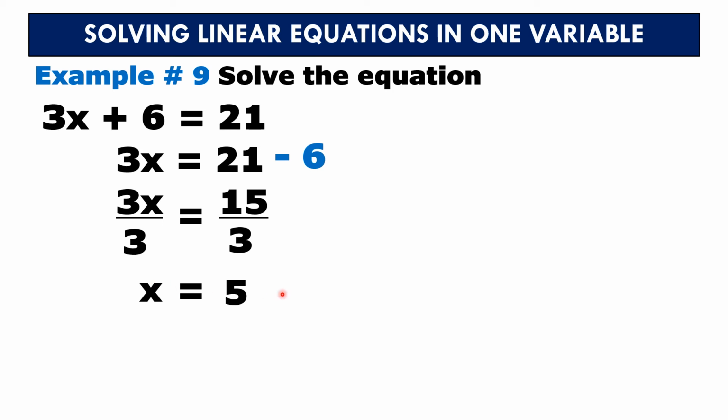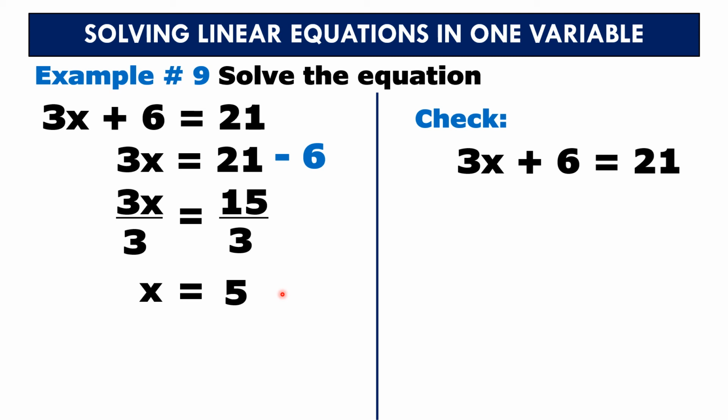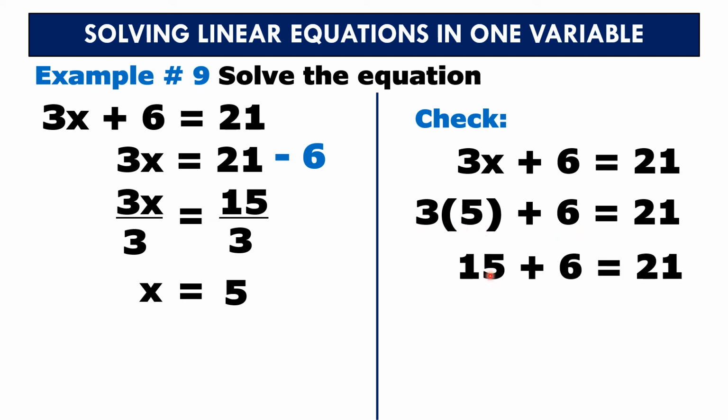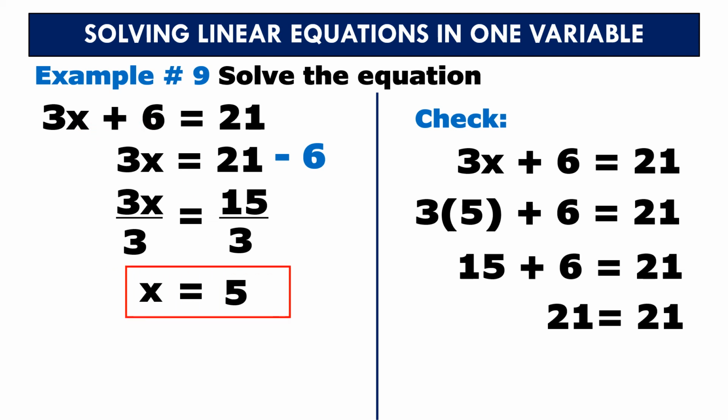Next, check natin if the answer is correct. So, the value of x is equal to 5. So, substitute lang natin. So, 3 times 5 plus 6. 3 times 5 is equal to 15. Then, plus 6 is equal to 21. So, since 21 is equal to 21 is true, that means 5 is the solution to the equation 3x plus 6 is equal to 21.